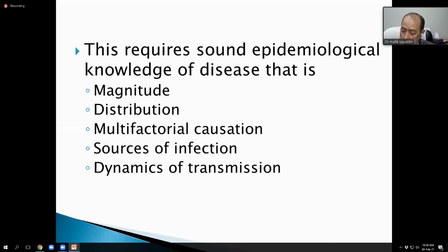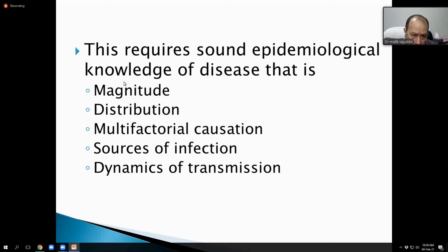Then determinants, distribution, and dynamics. Dynamics means the magnitude: how much is the volume of the disease. How many cases of typhoid are present right now? That means what is the prevalence of typhoid right now. How many new cases of typhoid are being reported every year in our society? That means what I am discussing is the incidence, the new cases.